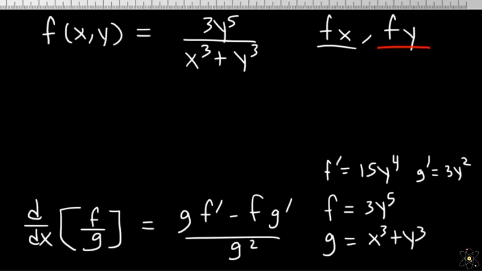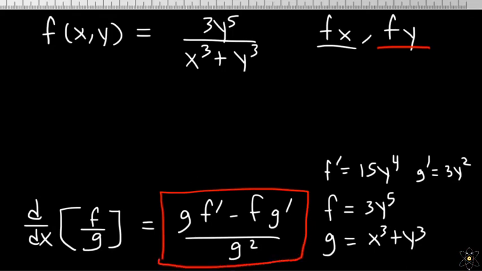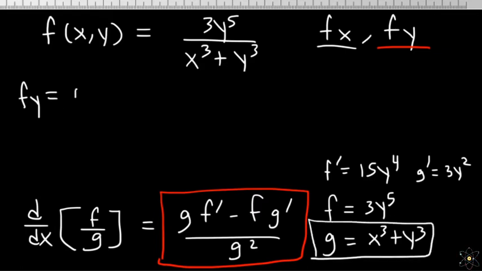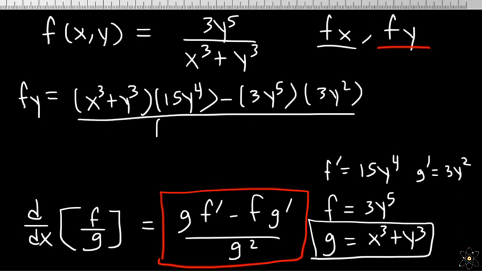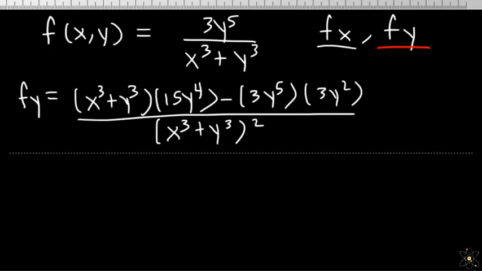So now let's plug it into this formula here. So fy is going to be g, which we know is just x cubed plus y cubed, times f prime, which is 15y to the 4th, minus f, which is 3y to the 5th, times g prime, which is 3y squared, all divided by g squared, which is x cubed plus y cubed squared.